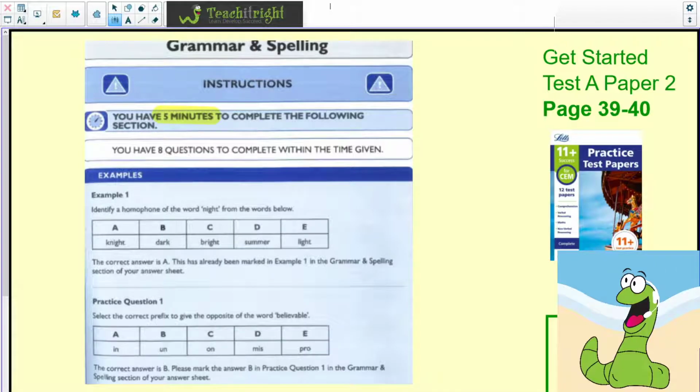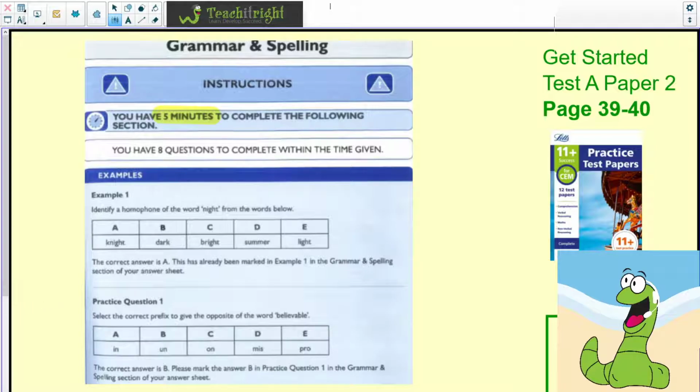So with this particular section, you've got 5 minutes. There are only 8 questions. So again, we would suggest you time yourself for 5 minutes. If you're in our live sessions, we will play the audio just so you can hear those instructions clearly. But for the purposes of this video, we'd ask you to time yourself for 5 minutes and just do the grammar and spelling sections and do 8 questions. There's only 8 questions here.